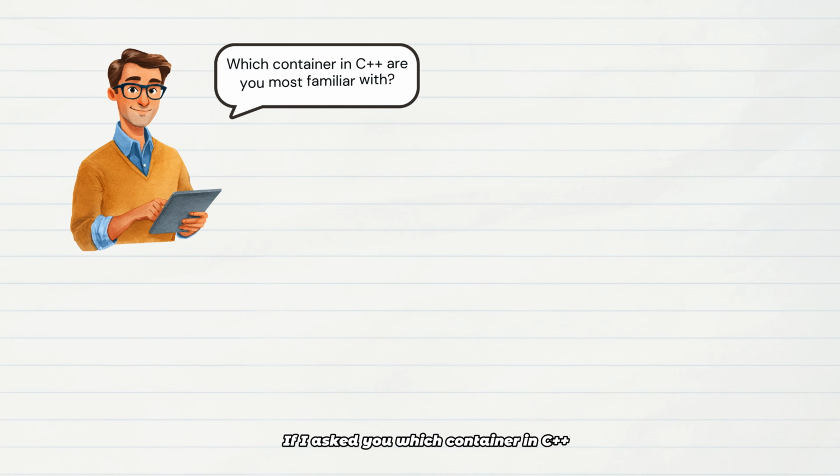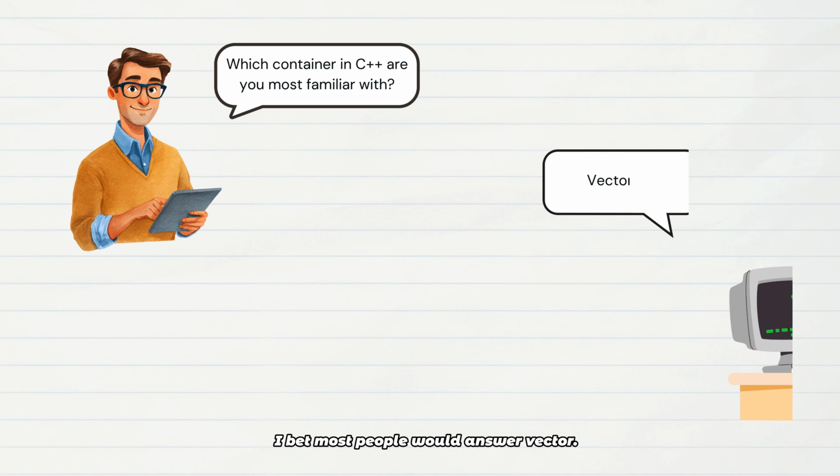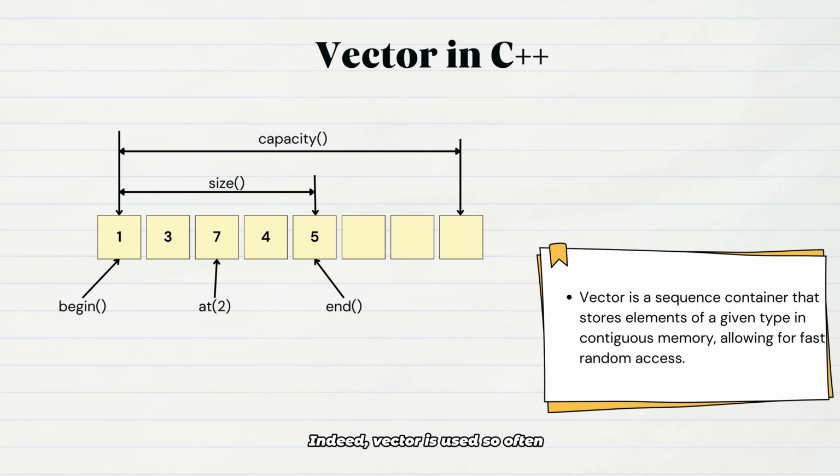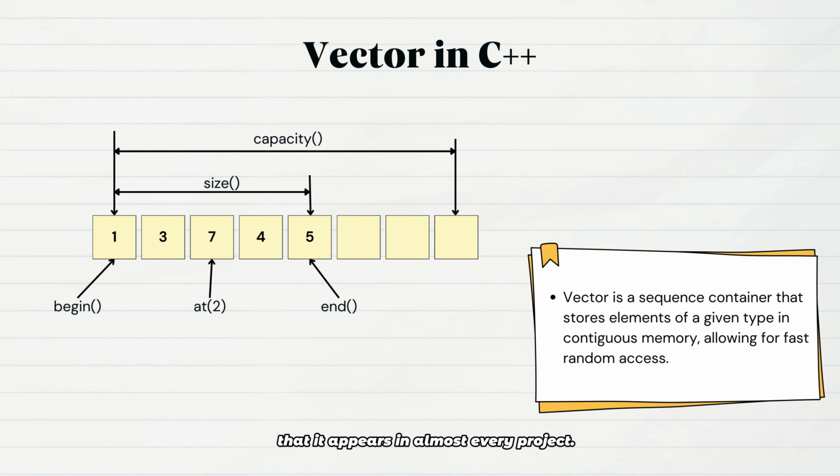If I asked you, which container in C++ are you most familiar with? I bet most people would answer vector. Indeed, vector is used so often that it appears in almost every project. Many people even think, isn't it just a dynamic array? Use it as is, what's there to say.